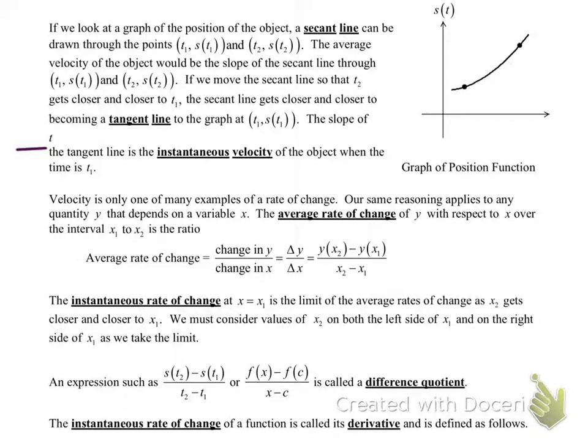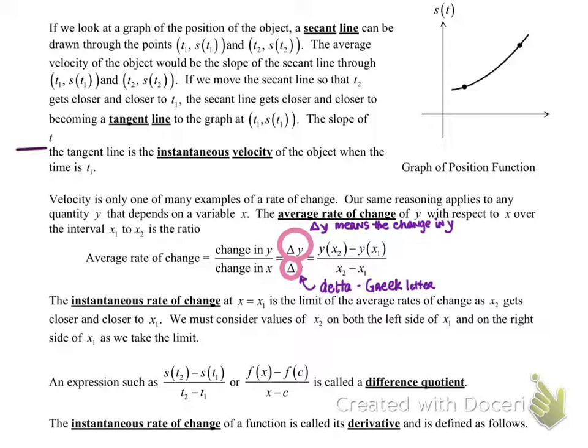Velocity is only one of many examples of a rate of change. Our same reasoning applies to any quantity y that depends on a variable x. The average rate of change of y with respect to x over the interval x sub 1 to x sub 2 is the ratio. And again, we have algebra slope. y sub 2 minus y sub 1 over x sub 2 minus x sub 1. In general, this delta means the change in y over the change in x. This is pretty standard notation in mathematics.